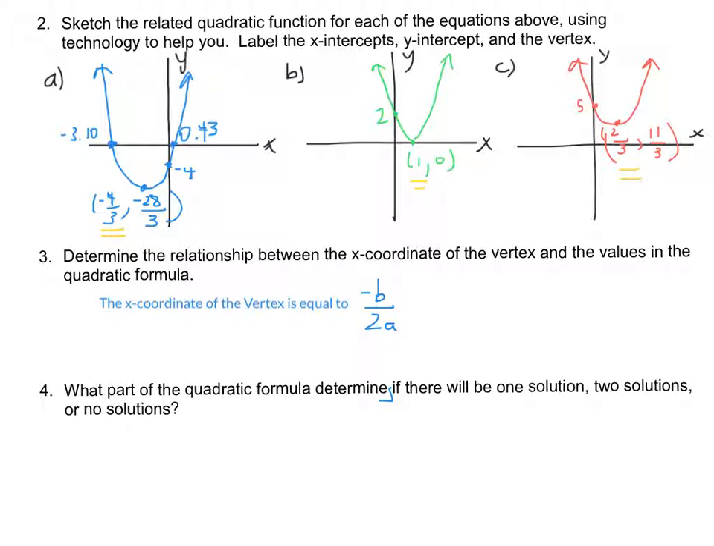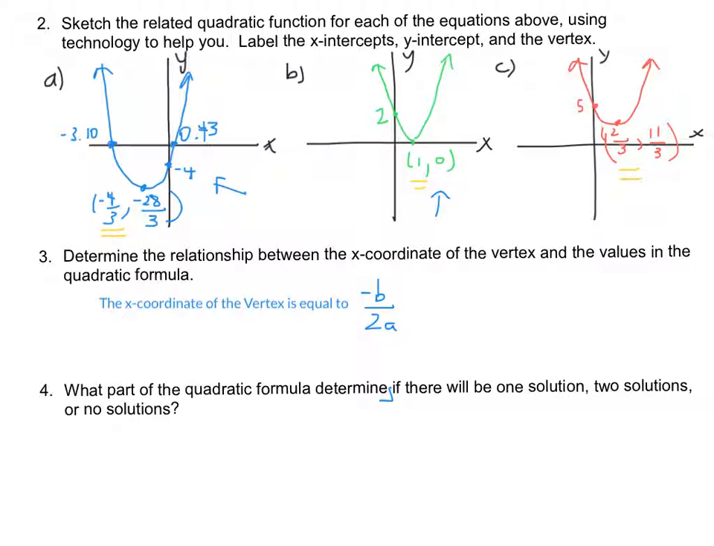Now you'll notice part A had two solutions, so we have 2 zeros for that graph. Part B had one solution, or two that were exactly the same. You'll notice in part B we have one x-intercept, and for part C we had no solution, and you'll see that in part C the parabola never crosses the x-axis and has no x-intercepts.